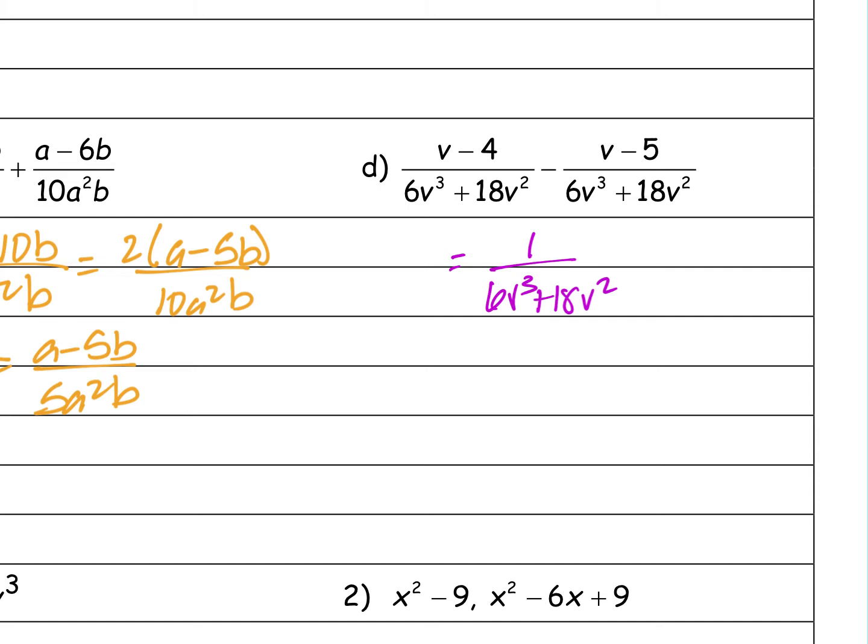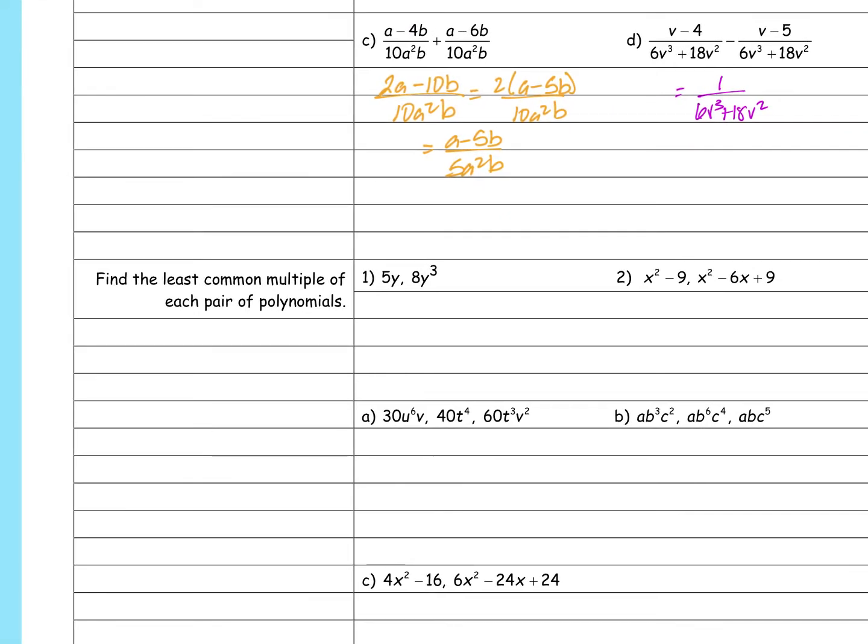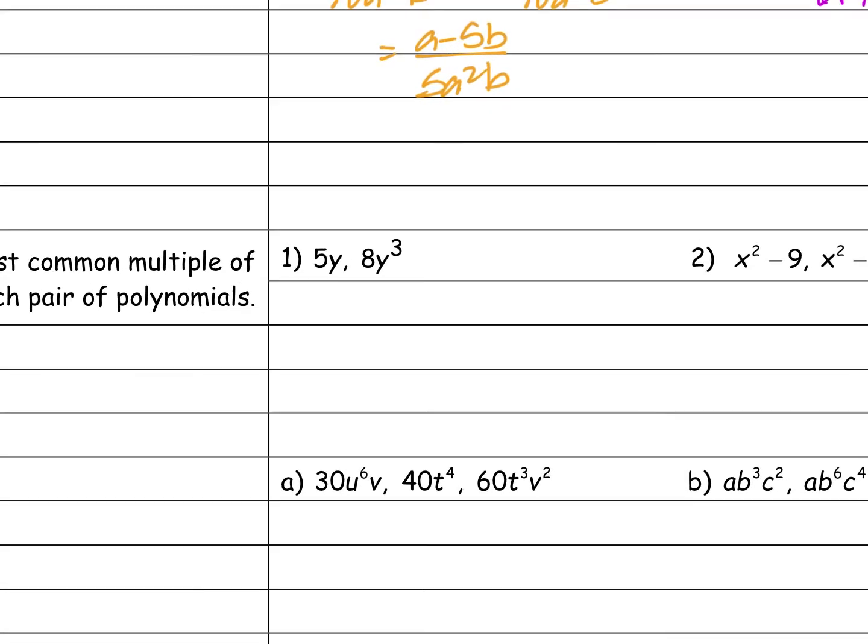Questions? Awesome sauce. Okay. So next, I just want to find the least common multiple of each pair of polynomials. Basically, I want to find the smallest number that they both go into, not the smallest number that goes into both of them. Do you understand the difference between that? So I want to find the smallest number that they both go into.